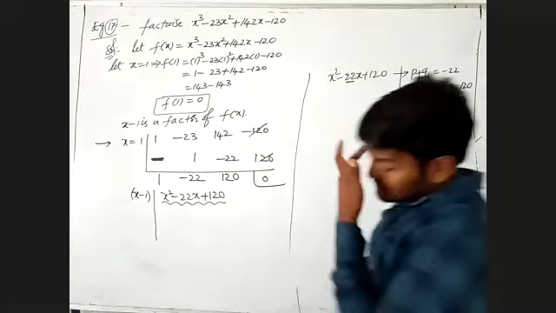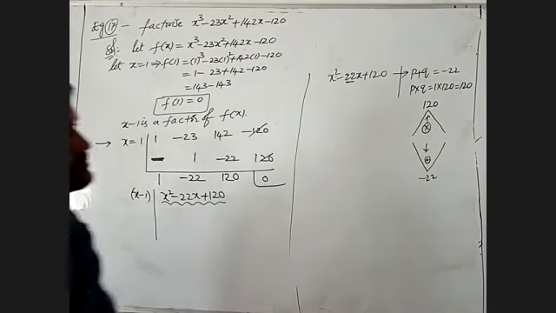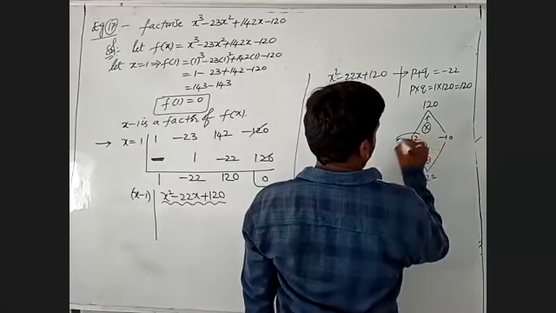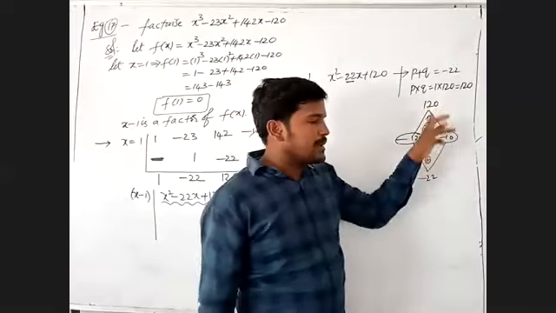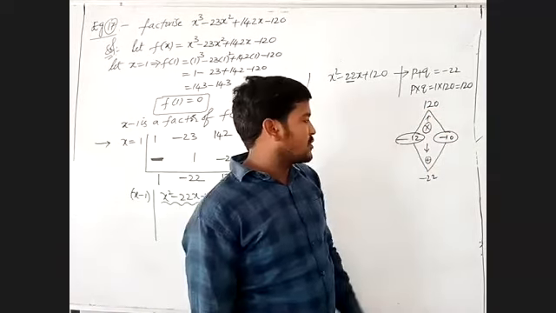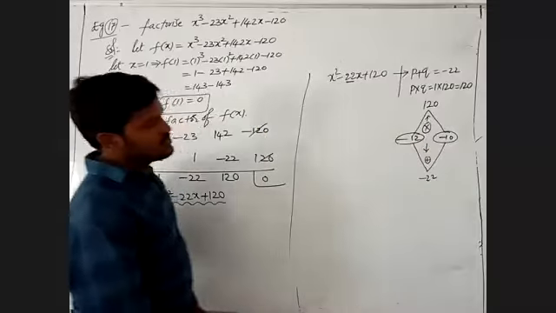What satisfies the given polynomial? I will take minus 12 and minus 10, where minus into minus will become plus. 12 into 10 is 120. Then we observe minus 12 minus 10 is minus 22.